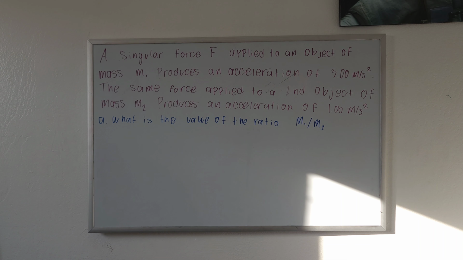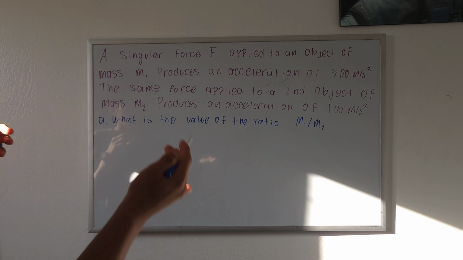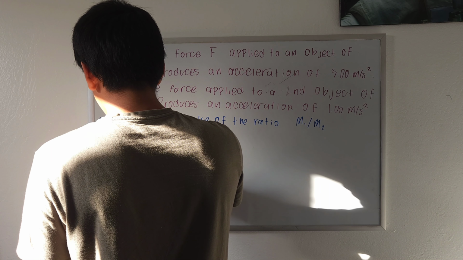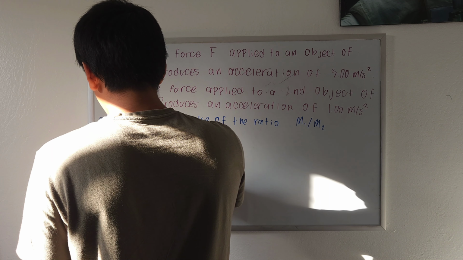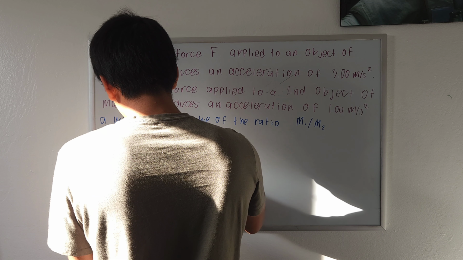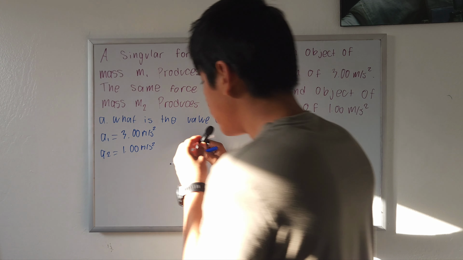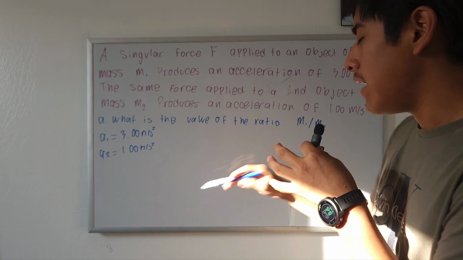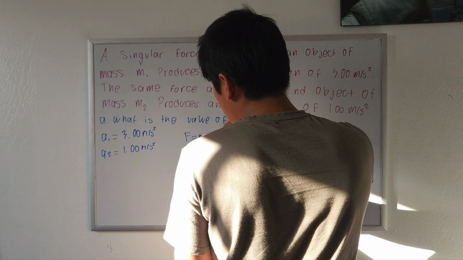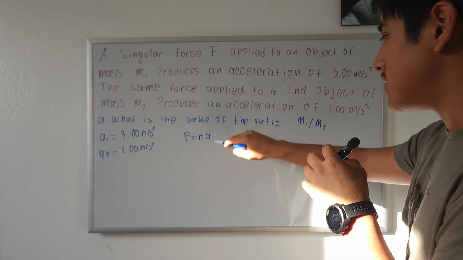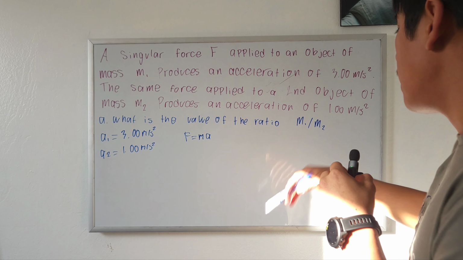So how we're going to do this is, first I'm going to write down my accelerations. My first acceleration is equal to 3 meters per second squared. My second acceleration is equal to 1 meter per second squared. And then from the formula F equals ma, I'm going to rearrange this to get m, and then write it in this form. And that's pretty much how you do this problem.